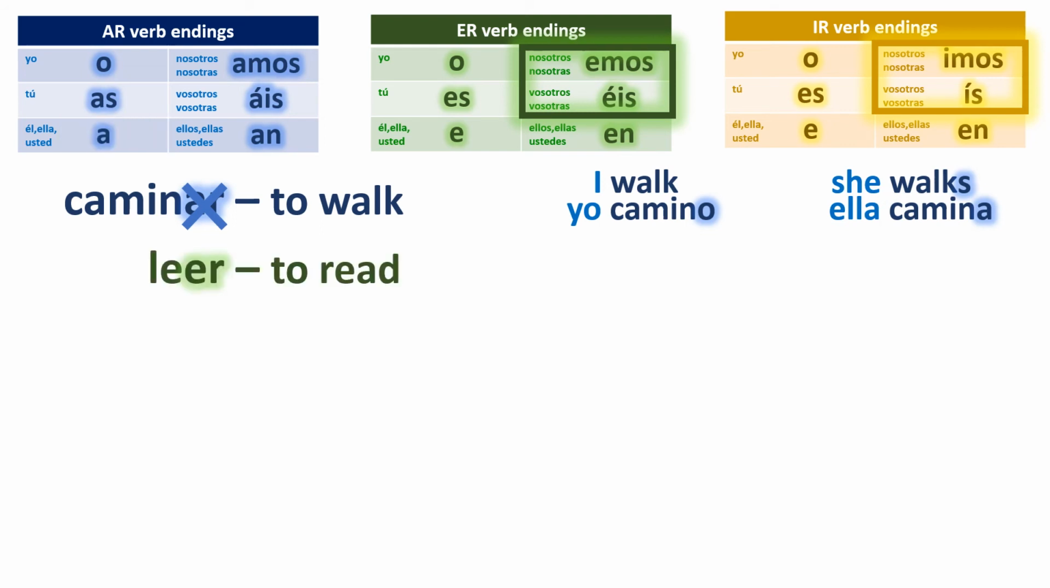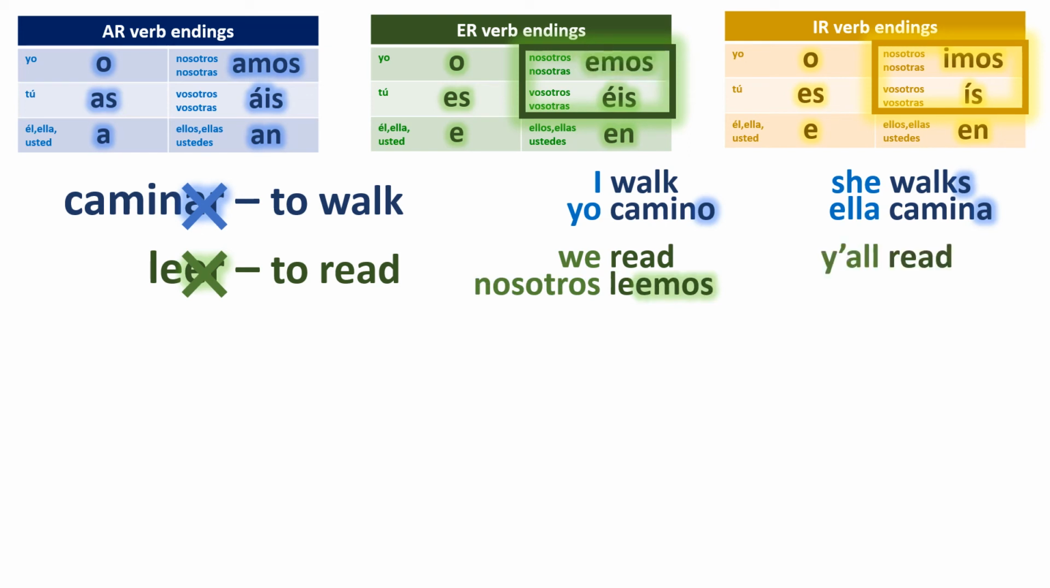Leer is to read. Leer is an ER verb. The first step to conjugating the verb leer is to take off the ER. The stem or the root of leer is le. How do you say we read? We in Spanish is nosotros or nosotras. And the present tense ending for ER verbs is emos. Stem or root is le. Le plus emos is leemos.